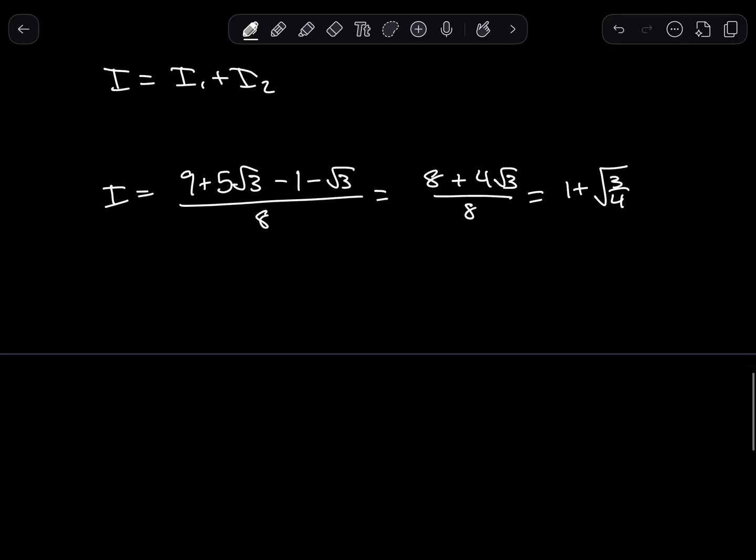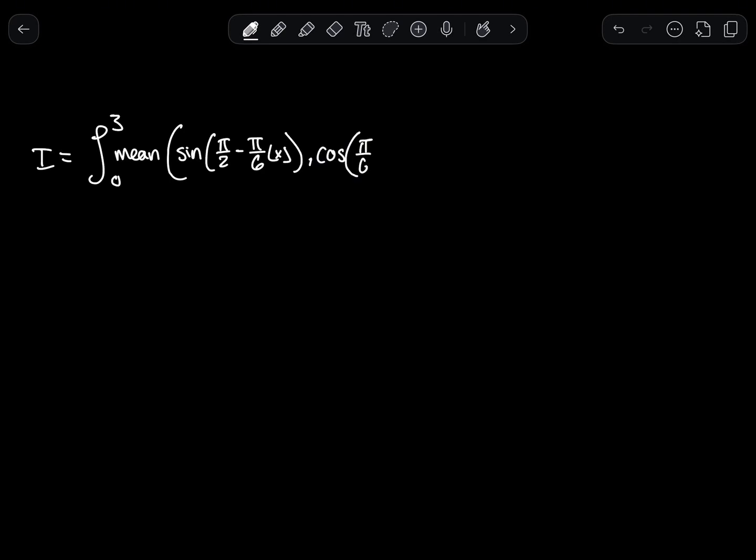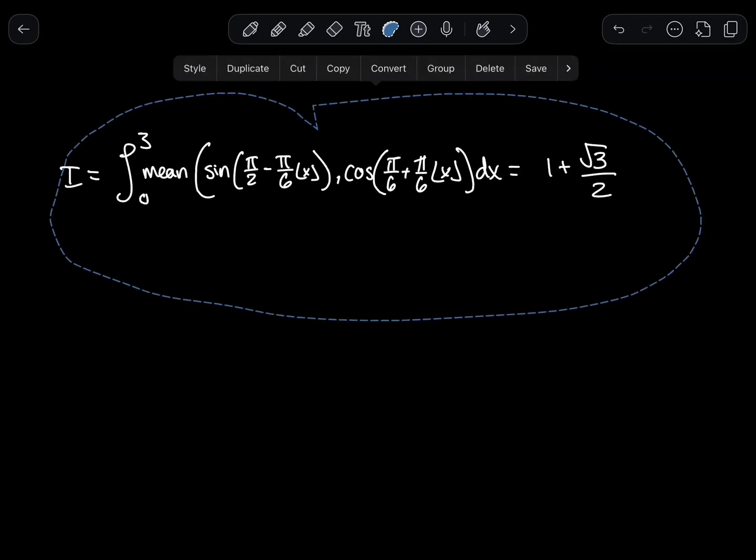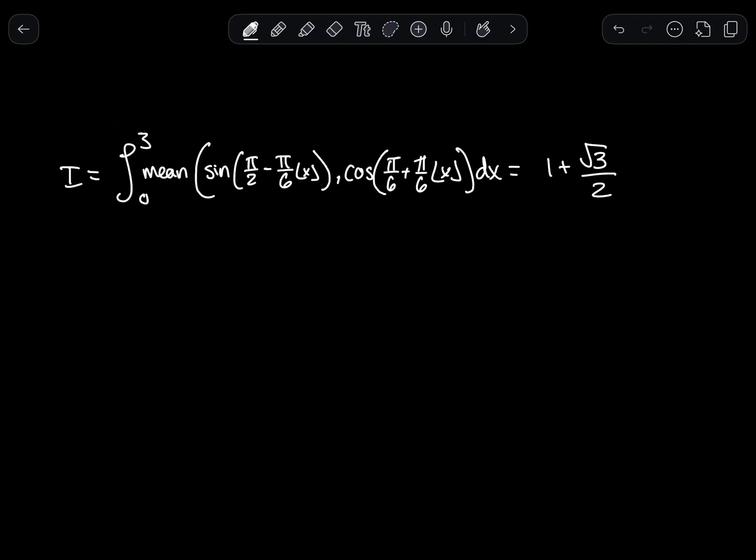My answer I put in the integral was this. So overall, we get I as the integral going from 0 to 3 of the mean of sine of pi over 2 minus pi by 6 for x, and cosine of pi by 6 plus pi by 6 times floor of x dx is equal to simply 1 plus square root of 3 over 2. And now, yep, just a little verification. Yep, that is correct.